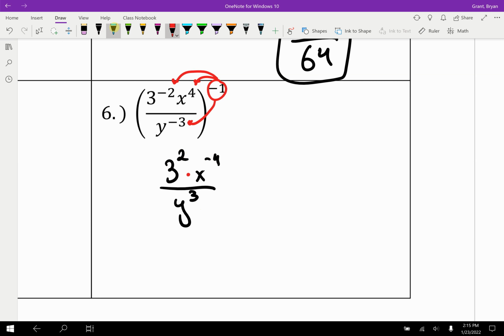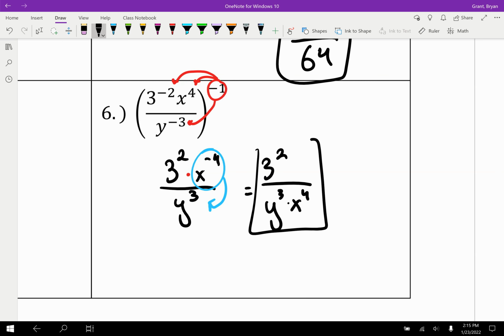Only one of those terms is presenting an issue. That's the x to the negative fourth. That's the only thing with a negative exponent. And if there's only multiplication here, or division, I am allowed just to move the single term. This will give me 3 squared, there's nothing left up top, y cubed, and x to the fourth. You could also say that 3 squared is 9, of course.